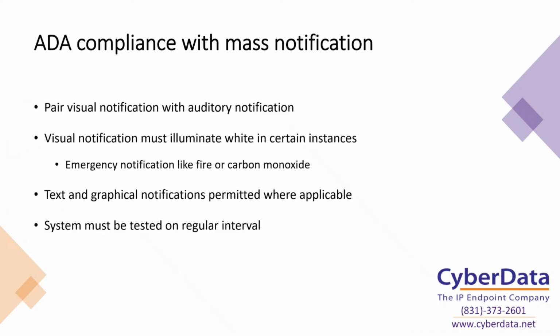But when you're dealing with specific ADA compliance, visual notification actually has to illuminate white in very specific instances. Your strobes don't always have to blink white, but for things like emergency notifications, specifically for fire or carbon monoxide or just general smoke alarms, they actually have to blink white. But for general notifications, say just a regular announcement or a drill, it can illuminate any color. But when you're dealing with specific emergency notifications, it has to blink white. That's actually in the specific requirements, to a specific candela that our devices meet as well.